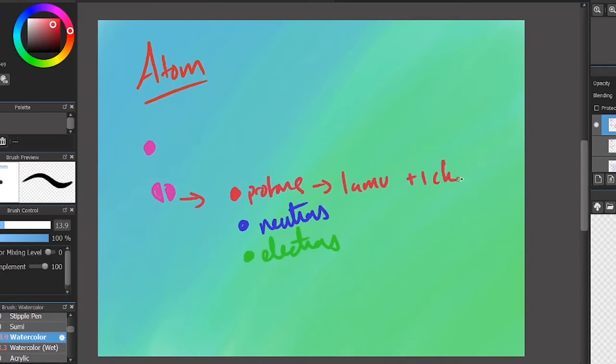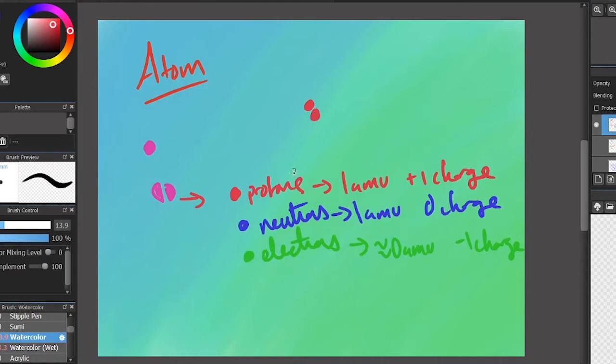A proton is a subatomic particle with a positive charge and a mass of 1 AMU. AMU in this case stands for atomic mass unit. A neutron is a subatomic particle with no charge, but it also has a mass of 1 AMU. An electron, on the other hand, is a particle that has negative charge, but unlike protons and neutrons, it has no mass.